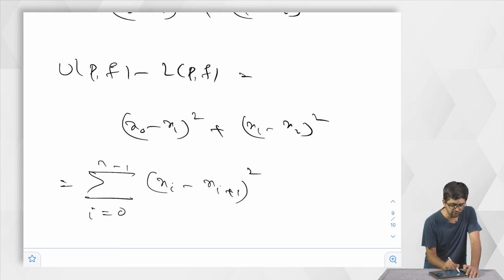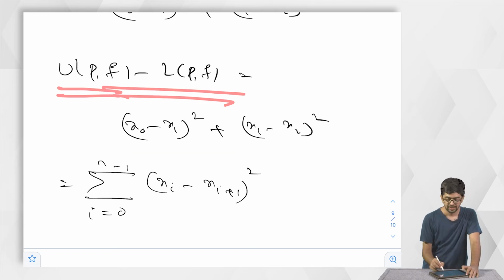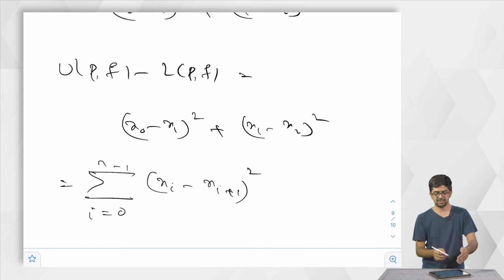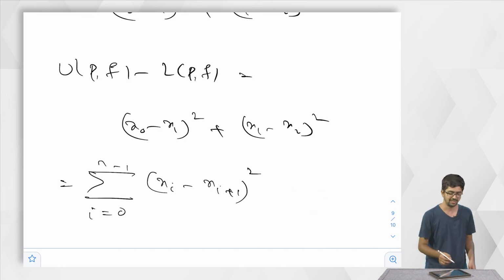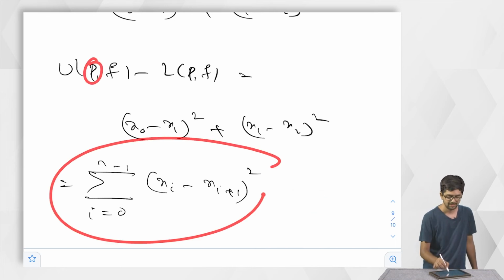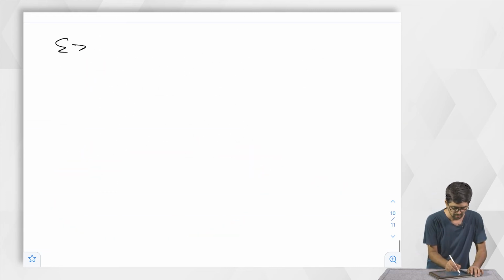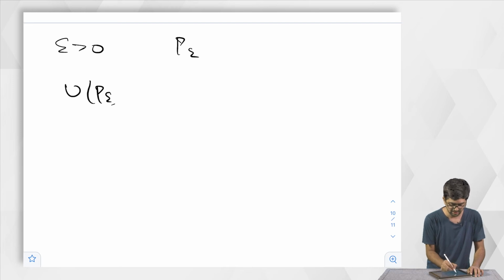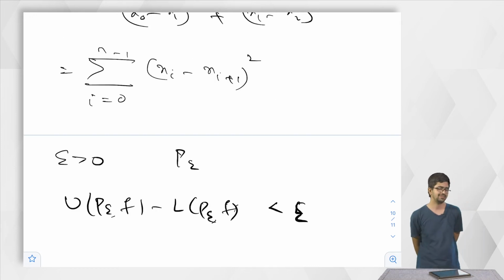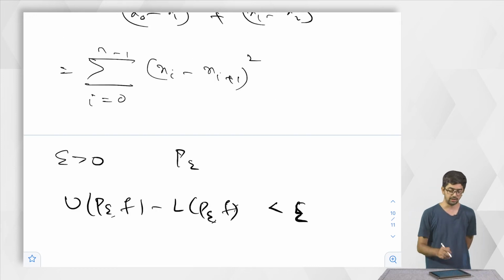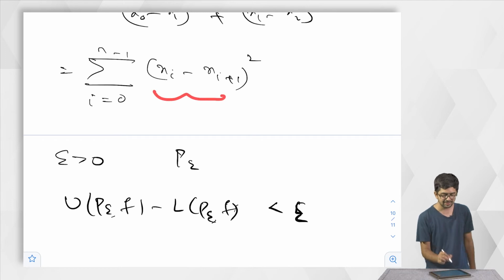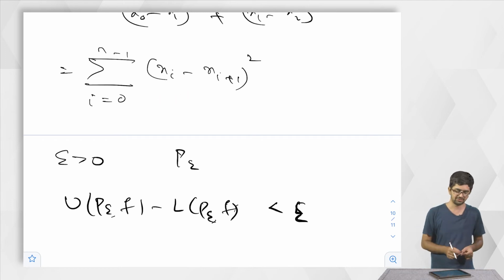Now what we have, we want to show that this difference is less than epsilon. Given epsilon positive, one can find a p such that this thing is less than epsilon. That is the strategy. So given epsilon positive, we need to find a partition p epsilon such that UP epsilon f minus LP epsilon f is less than epsilon. See, one nice thing would be the following: what is this? This is the length of the interval xi to xi plus 1.